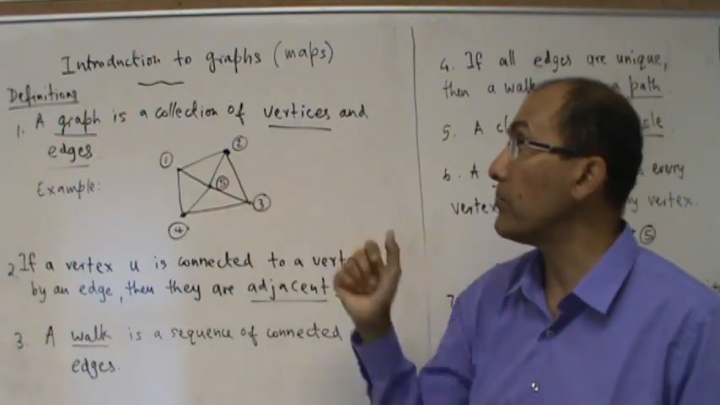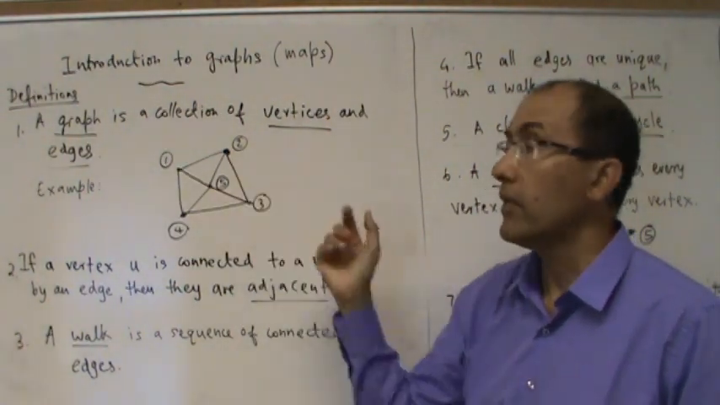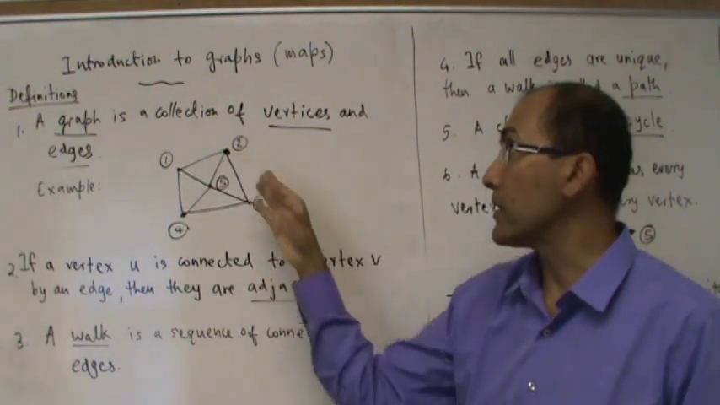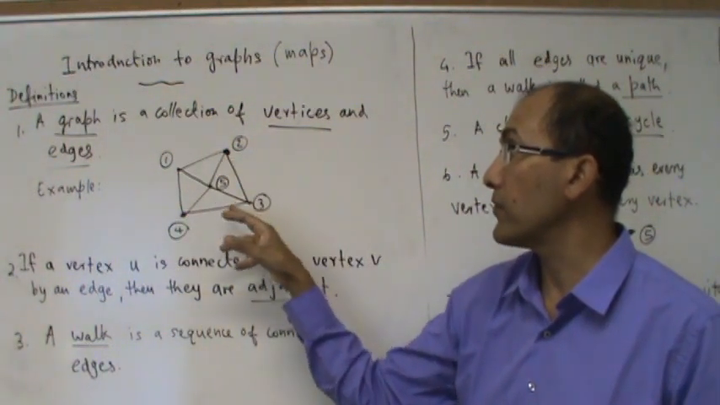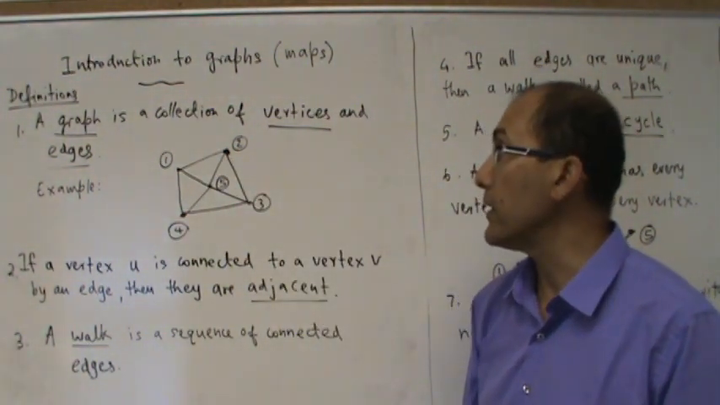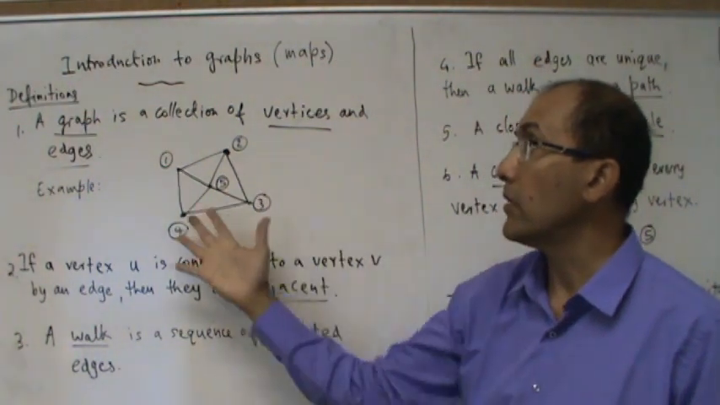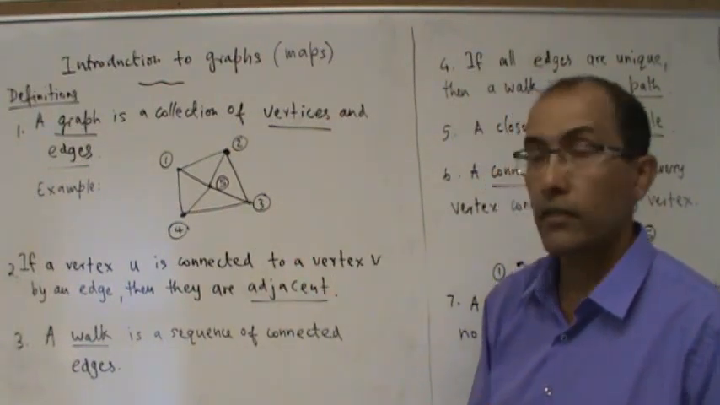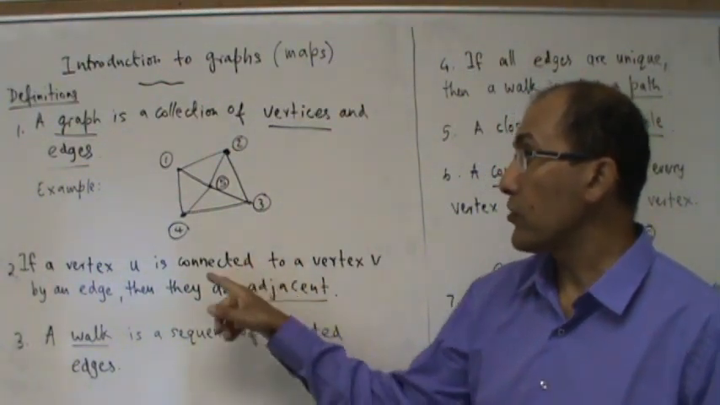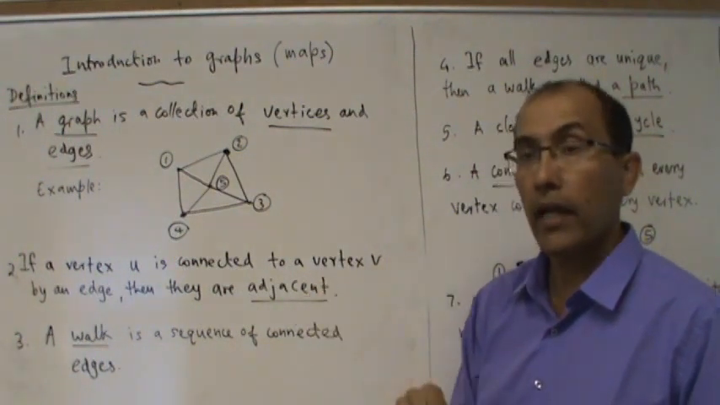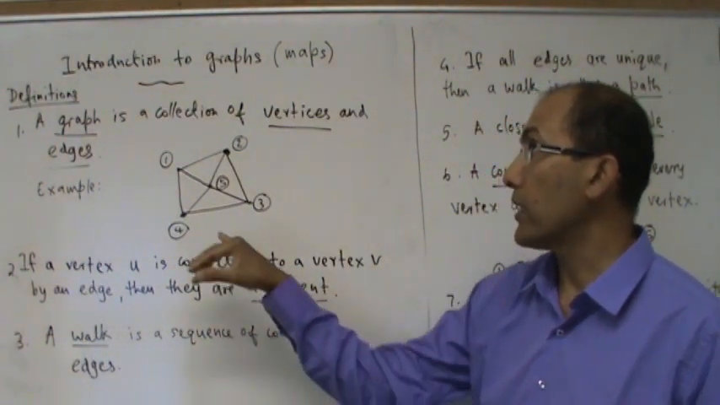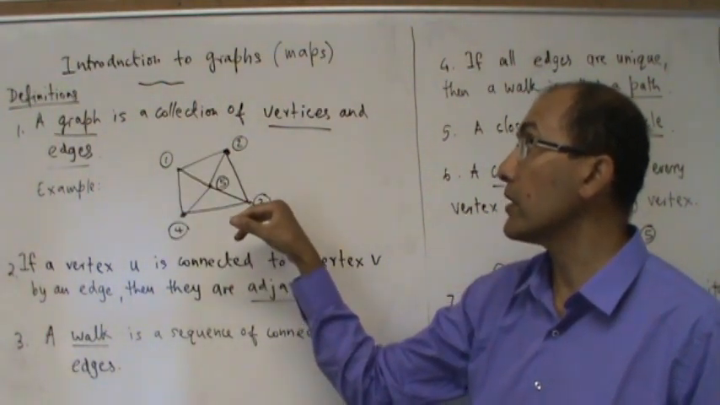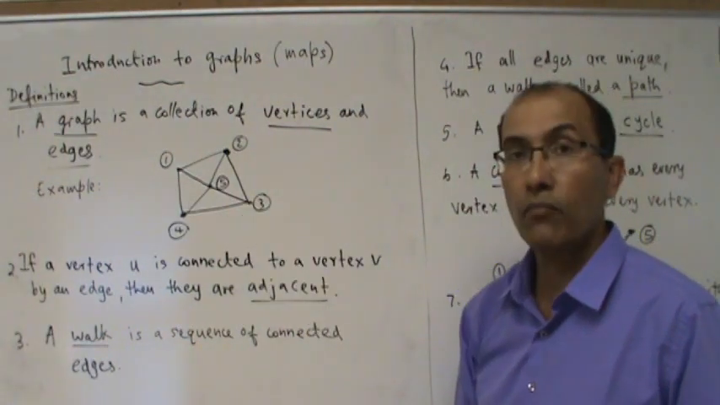So here is an example of a graph. I have 5 vertices and then I have many edges in this example. So 1, 2, 3, 4, 5, 6, 7, 8 edges in this graph here. If a vertex U is connected to a vertex directly by an edge, then they are called adjacent. So you can see that 1 and 4 are adjacent, but 1 and 3 are not adjacent. There is no direct path from 1 to 3.